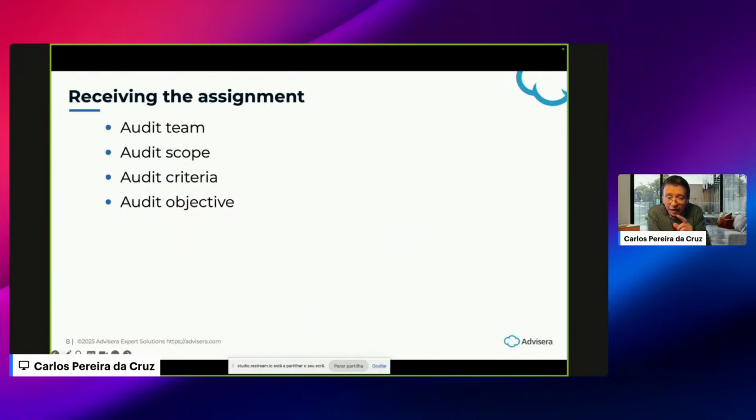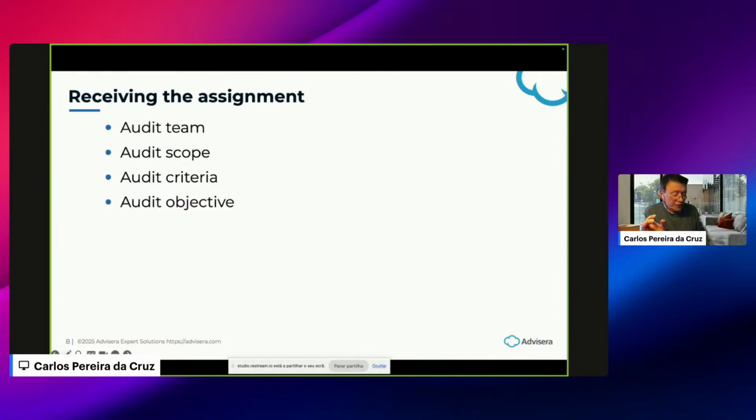I dare say that most companies don't think about audit objectives properly. What they do is they just copy, they just emulate what they see certification body auditors doing. Well, audit objectives should follow the life cycle of your management system.